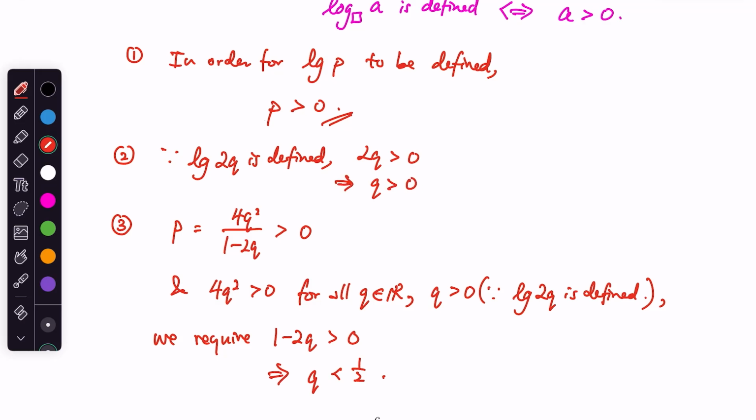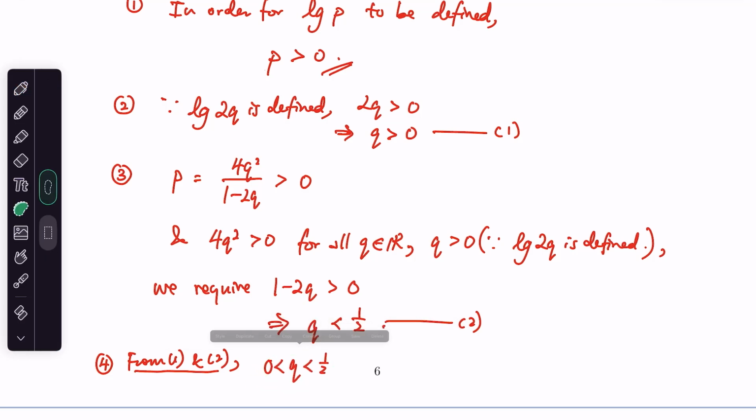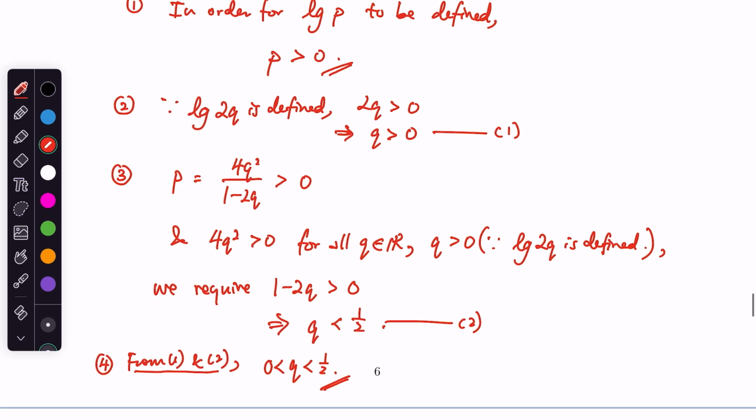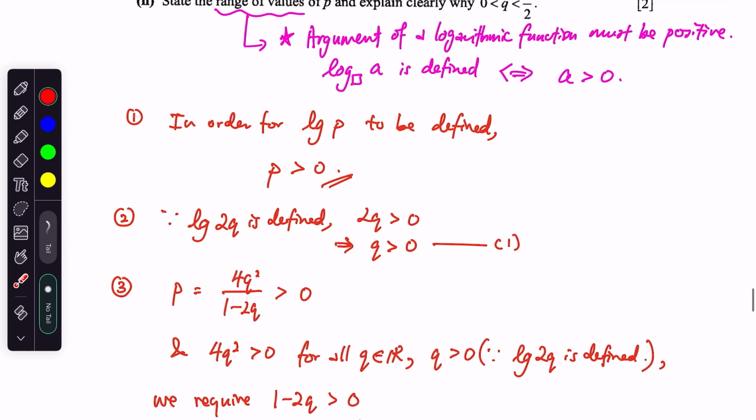So we have this, and we have this. The very last step would be to combine the two. From equations 1 and 2, we have that q is between 0 and half. And we are done. It's not really a show question. They just want us to explain, so we need to be very clear about why each part of the inequality holds. Let's go on to the last part of this question.